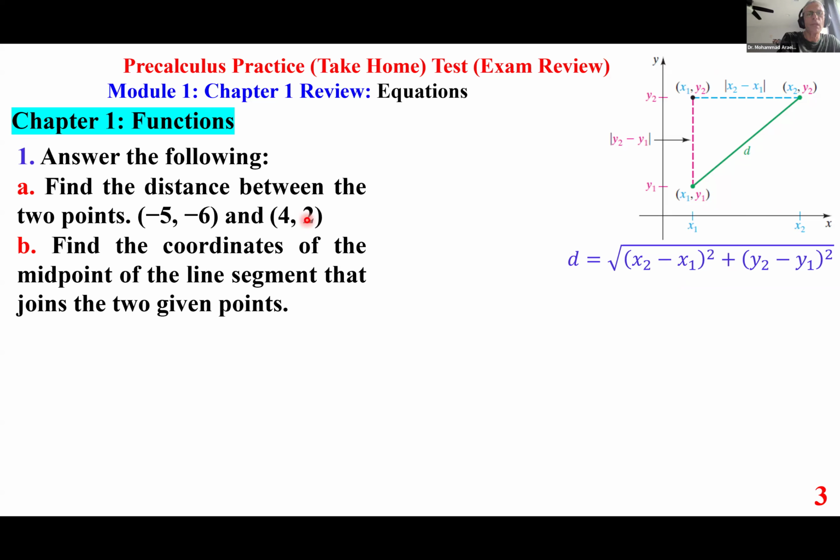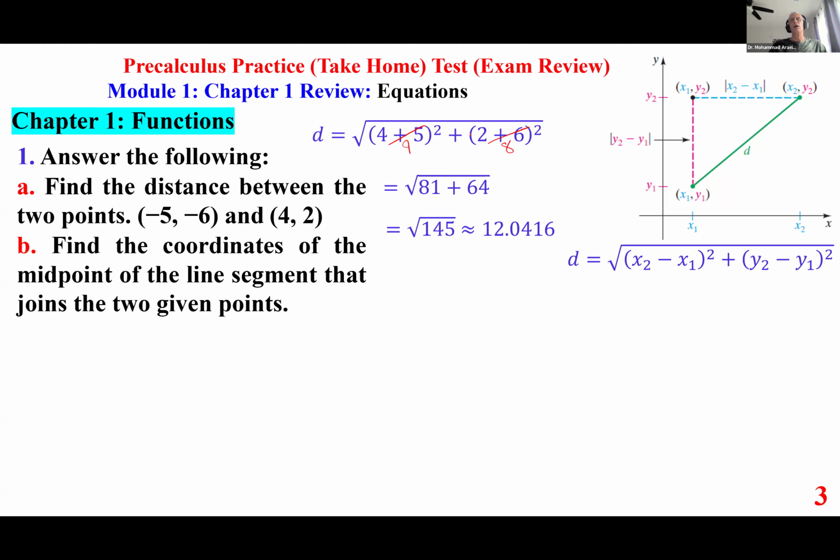So you want to calculate this. 4 minus -5, that means 4 plus 5 quantity squared. 2 minus -6, that means plus 6 quantity squared. This is 9 squared, you get 81. 8 squared, you get 64. And you get 145. Now, this is an exact answer, not an approximation, class. For an approximation, you normally carry a bunch of decimals. You want to pay attention to however many decimals they ask you. Okay.